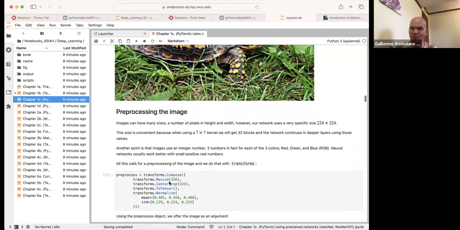So I will first be pre-processing the image. This is what I'm doing. First, I am resizing the image. Most of these networks are only capable of working with images of a certain size. So I am resizing it to 256.